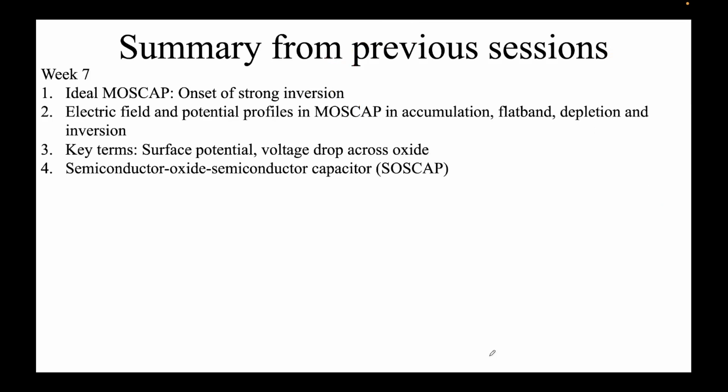And we saw what we mean by strong inversion, and how the electric field and potential profiles look in a MOSCAP, an ideal MOSCAP, that is. The key terms which came last time were surface potential and the voltage drop across the oxide. Towards the end of last class, we also saw a peculiar device called the semiconductor-oxide-semiconductor capacitor. So that was a different thing.